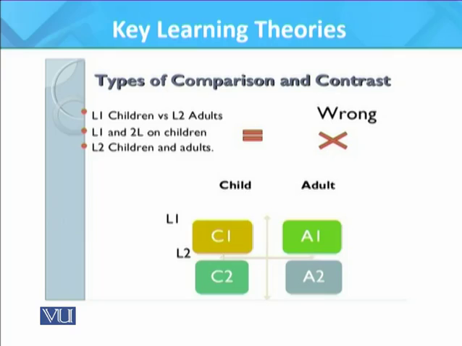If you look at this image, you will see that the comparison between L1, first language among children, and second language among adults cannot be made. First language and second language among children can be compared. This process can be compared. Then L2, second language in children, and how that second language is acquired in adults, can also be compared. So basically, the process of L1 in children and the process of L2 in adults cannot be compared.